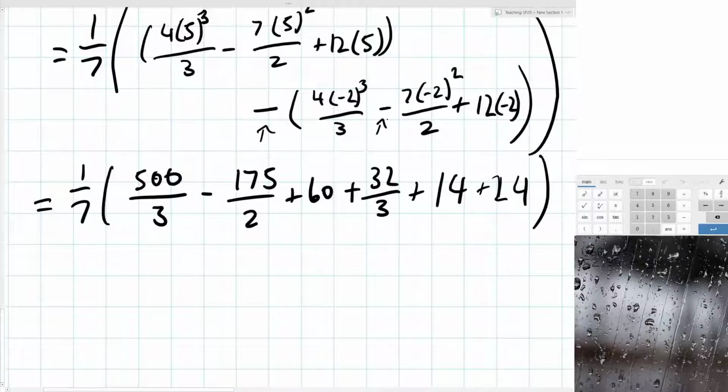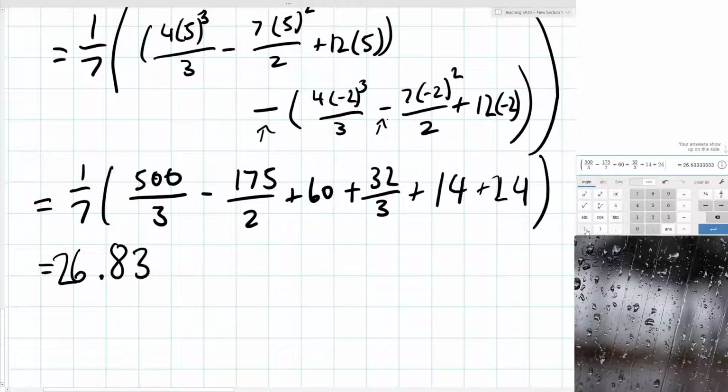I figure we might as well just plug this into a calculator, like I said, we could have done it earlier. 1/7 of 500 over 3 minus 175 over 2 plus 60 plus 32 over 3 plus 14 plus 24 is going to be about 26.83 repeating.